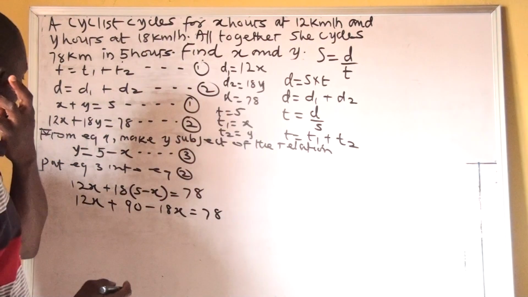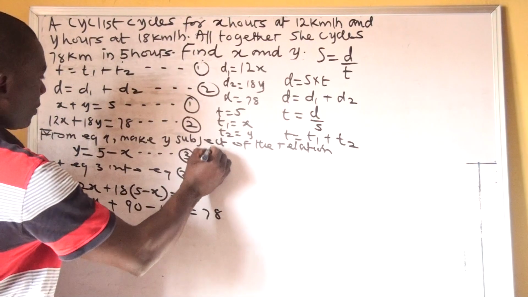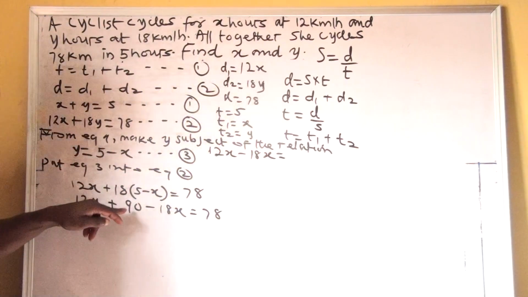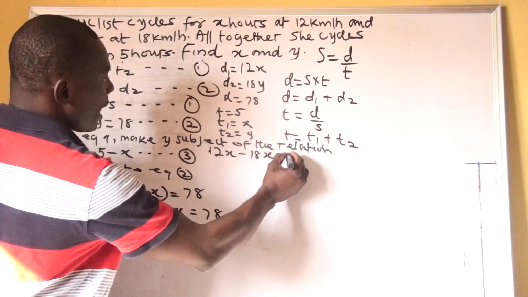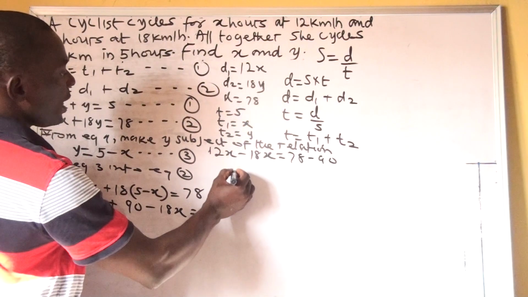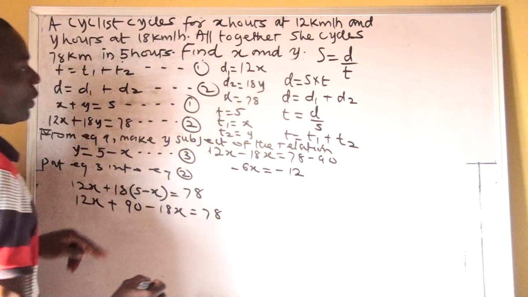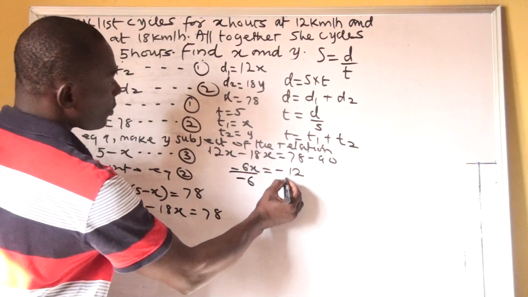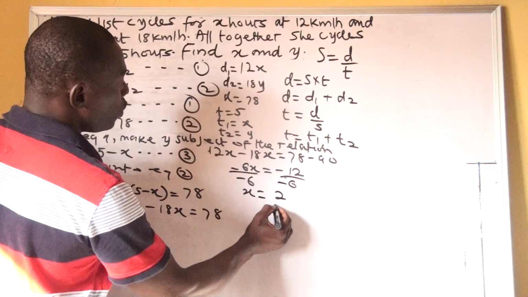The next thing is for us to collect like terms. To collect like terms here simply means 12x minus 18x. This is plus 90. As it crosses the equality sign, it will change to minus. So 78 minus 90. So 12x minus 18x will give us minus 6x is equal to minus what? 12. So the next thing, the coefficient of x here is minus 6. We divide both sides by minus 6, so that x will give us 2.